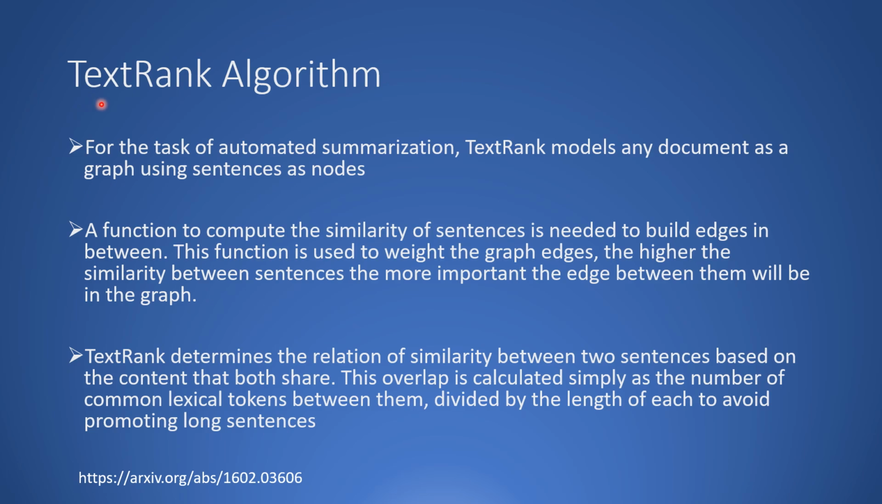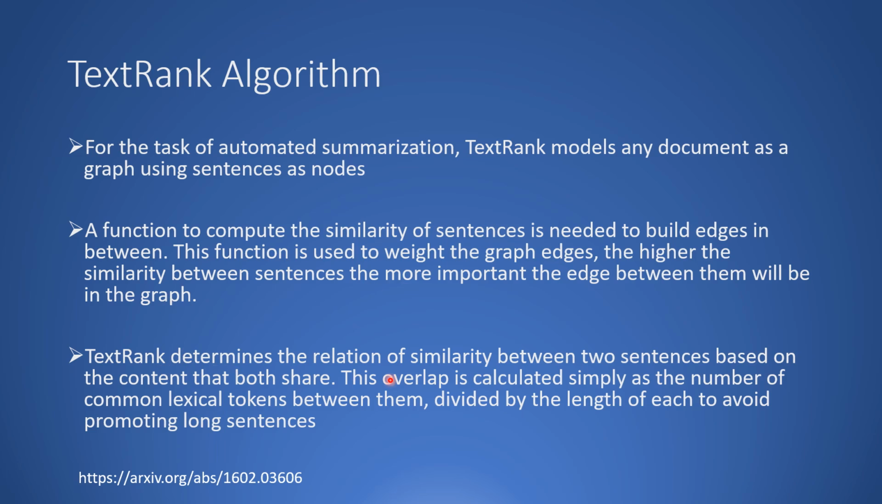Now let us look at one of the algorithms for extractive text summarization. This algorithm is known as TextRank algorithm, and for this task of automated summarization, what TextRank does is that it will model any document as a graph using sentences as nodes. Then there is a function to compute the similarity of sentences which is needed to build the edges in between these nodes. This function is used to weight the graph edge. The higher the similarity between sentences, the more important the edge between them will be in the graph.